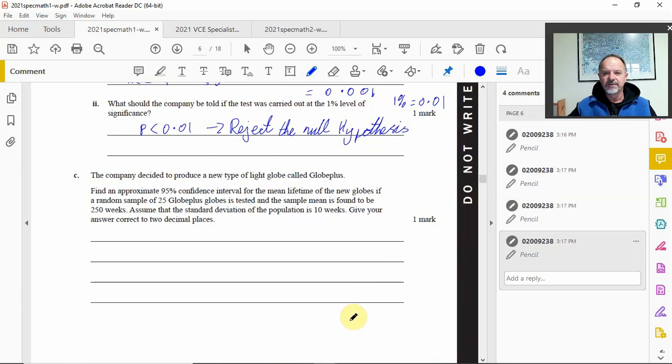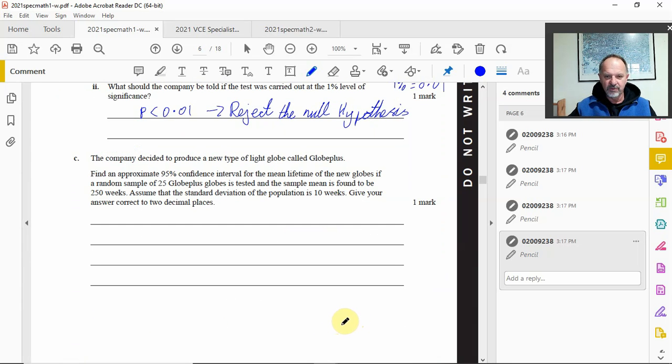So the company decided to produce a new type of light globe called Globe Plus. Find a 95% confidence interval for the mean lifetime. All right, so what do we got? If a random sample of 25 globes is tested, so n is 25, the sample mean, x bar, is found to be 250 weeks, and the standard deviation of the population, so that's sigma, is 10.